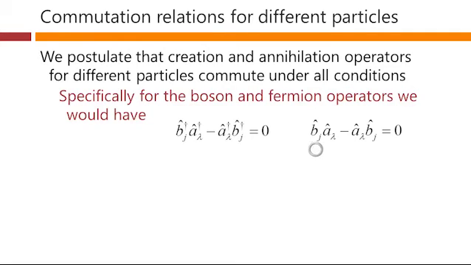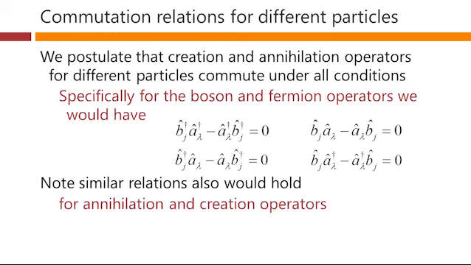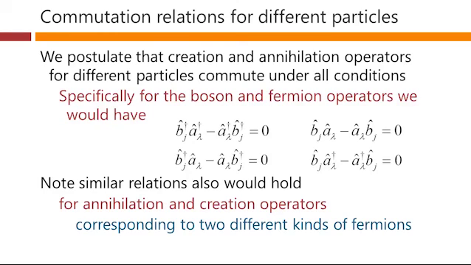Similarly, here is the one for the annihilation operators for those states and modes. And we're also saying that the annihilation and creation operators for different particles commute. So here is the creation operator for fermion single particle state J, the annihilation operator for boson mode lambda, and similarly the other way around. Note that similar relations also would hold for annihilation and creation operators corresponding to two different kinds of fermions, such as electrons and protons.